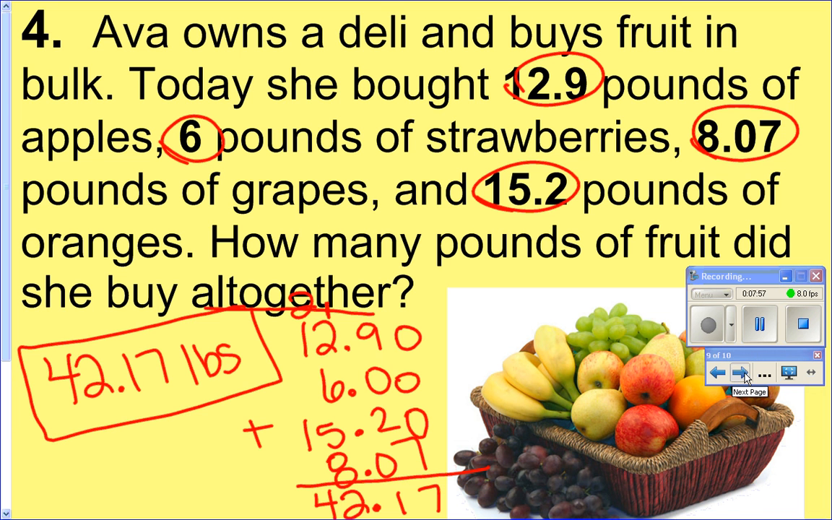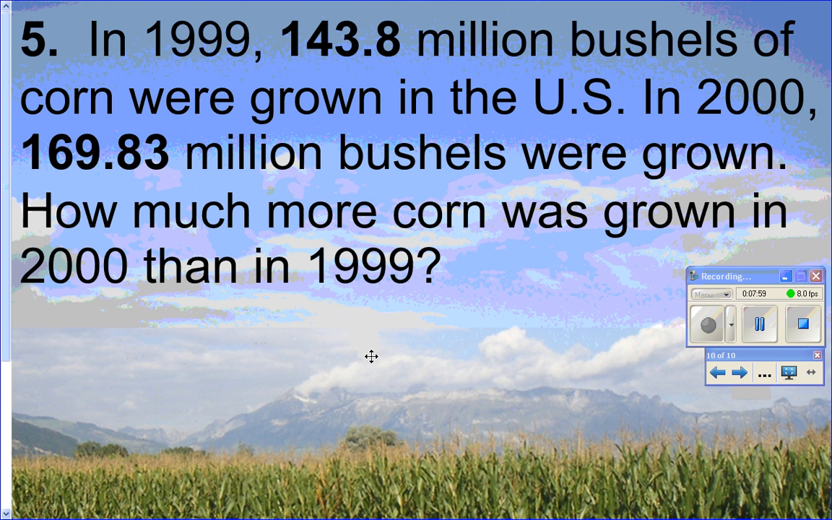Okay. Last one. Try it on your own. Pause the video and then check. In 1999, 143 8/10 million bushels of corn were grown in the U.S. In 2000, 169 83/100 million bushels were grown. How much more corn was grown in 2000 than in 1999? If you want to figure out how much more was grown, you are going to subtract 169 83/100 minus 143 8/10.